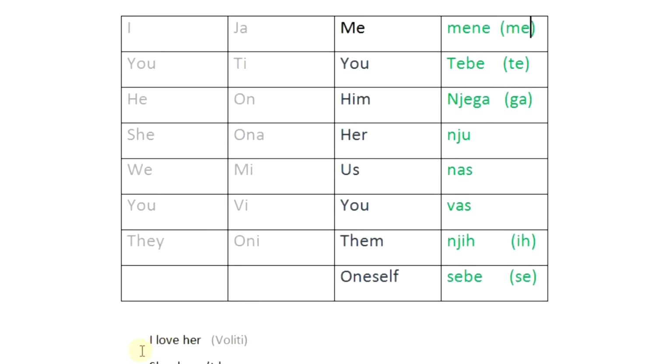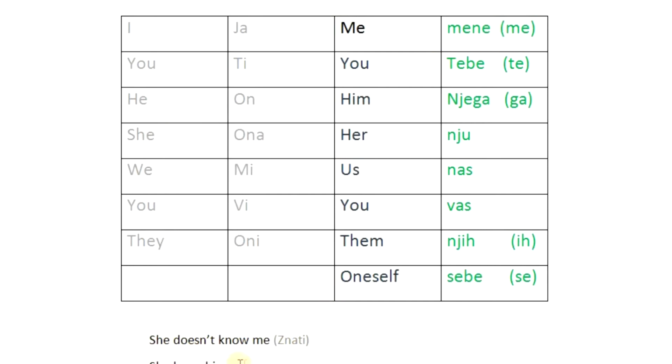Try to translate I love her. It's present, so I love would be ja volim. Her is nju. Ja volim nju. Next one. She doesn't love me. Ona ne voli mene.